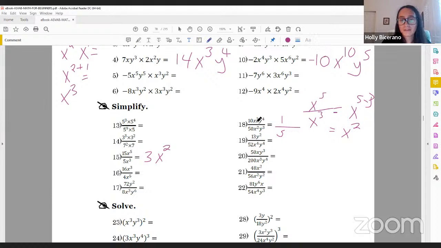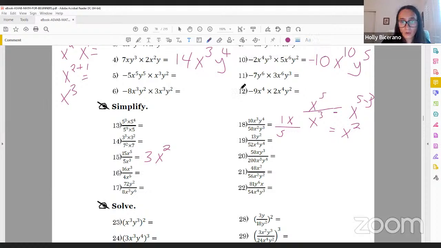Then we have x cubed over x squared, right? X cubed over x squared. So because we're dividing, we have to subtract those exponents. The base is still x. Then we have 3 minus 2 is 1. So it's x to the power of 1, which is just x. I'll leave it as just x.